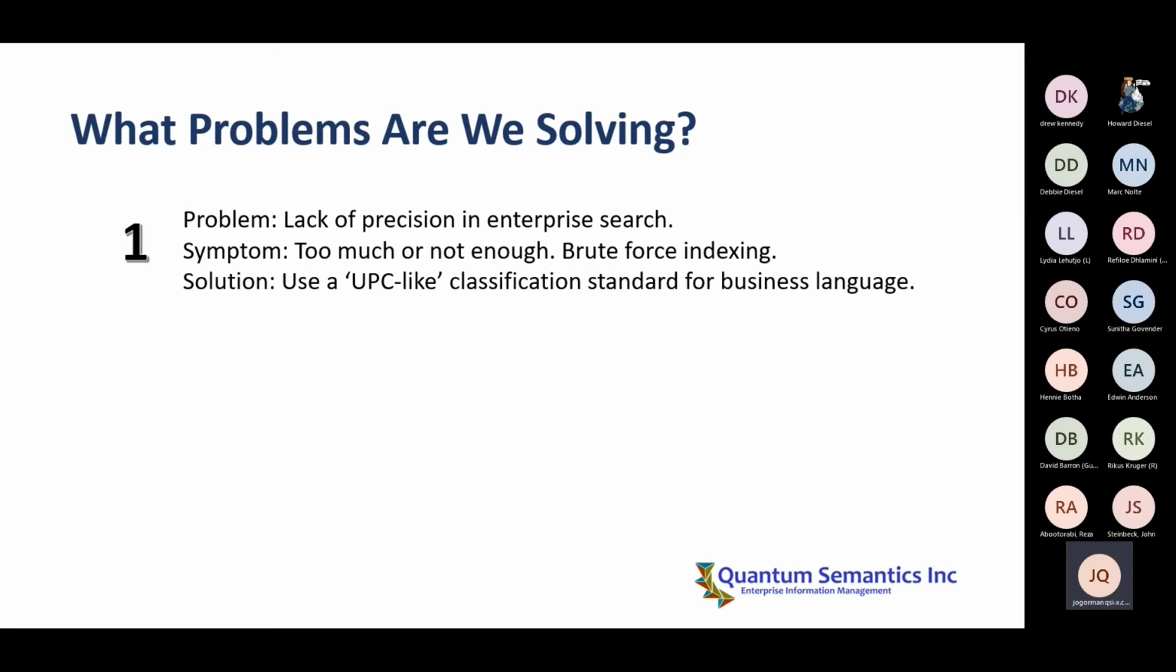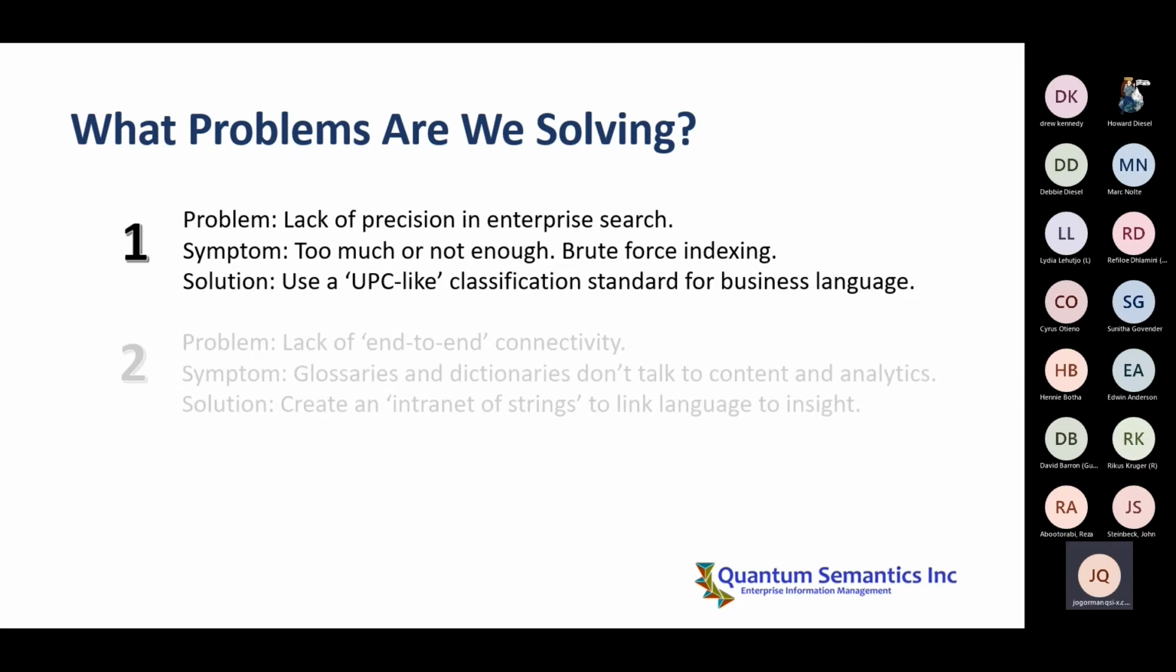And really simple things like acronyms and abbreviations give you all kinds of results, but not the ones you want. So the solution is to apply a universal product code classification standard for every artifact of business language.